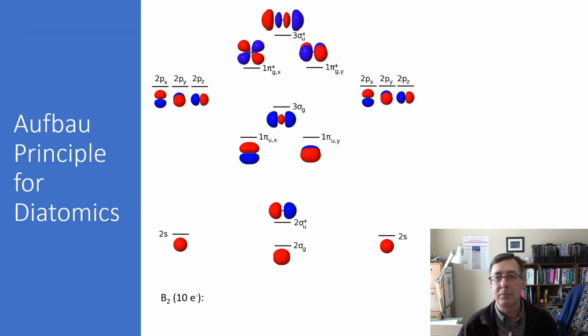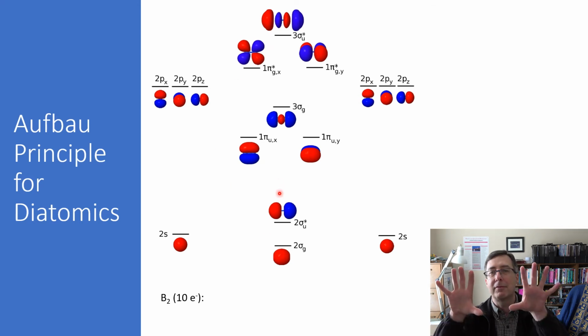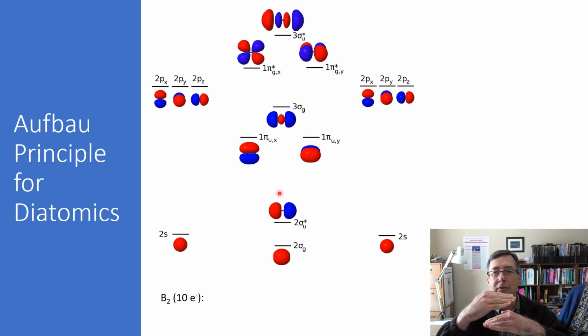Now, I need to do some more complicated examples because I'm not sure we still have the full picture. So let's go to B2, and for the sake of making this still visible, I've chopped off the 1s orbitals, combining to form the 1 sigma g and the 1 sigma u star. That's below the diagram. Sorry about that, but that makes the rest of it a little bigger and easier to see.